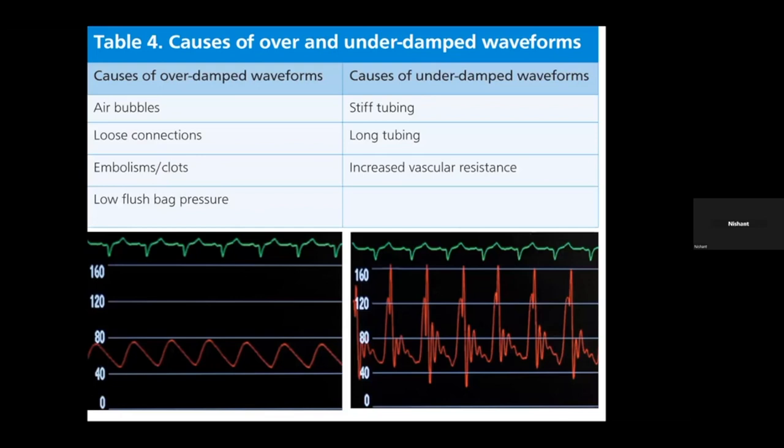So these are the causes of overdamped waveforms and underdamped waveforms. If there are any air bubbles, loose connections, clots, or low flush bag pressure, it will give you an overdamped waveform. Likewise, stiff tubings, long tubings, or increased systemic vascular resistance will give rise to an underdamped waveform.